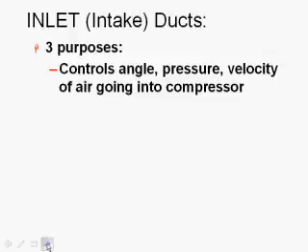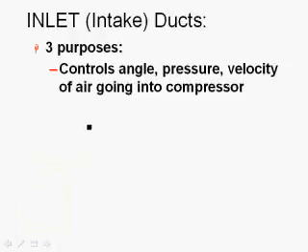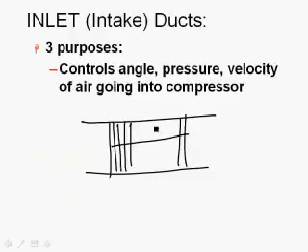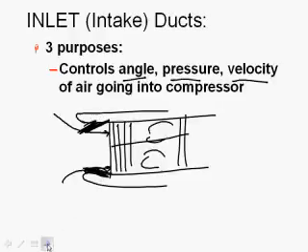We need to control the angle of the air going into the engine, going into the compressor, the pressure, and the velocity. For instance, if we have a jet engine, and here are some compressor blades, this intake right here is going to help make sure that by the time the air comes in, it's hitting the compressor blades at a 90-degree angle as much as possible. And of course, if it's slightly divergent, gets a little bigger, we'll reduce the velocity to increase the pressure.